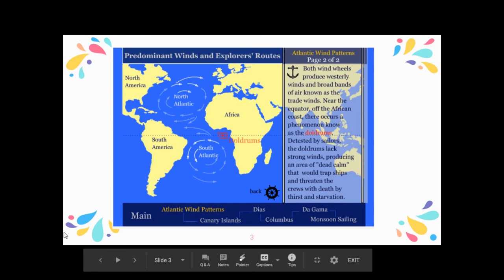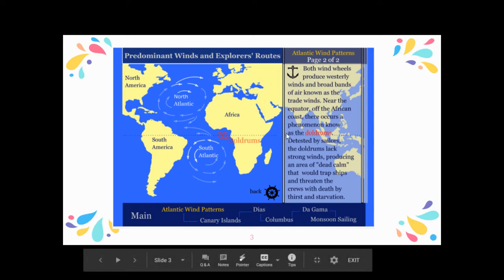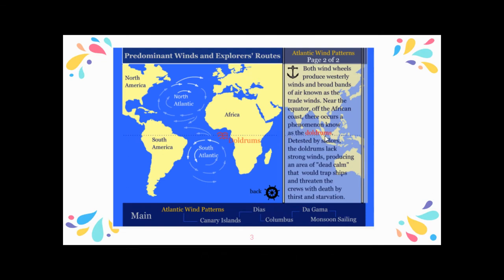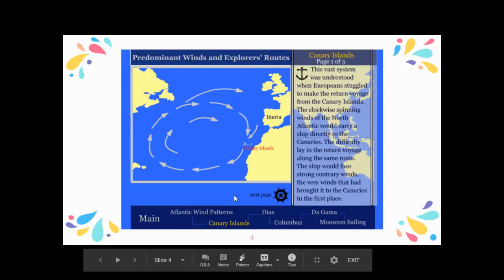Still with the Atlantic wind patterns. Both wind wheels produce westerly winds and broad bands of air known as the trade winds. Near the equator, right here, off the African coast, there occurs a phenomenon known as the doldrums. Detested by sailors, the doldrums lack strong winds, producing an area of dead calm that would trap ships and threaten the crews with death by thirst and starvation. That completes the Atlantic wind pattern section. Now, on to specifically the Canary Islands.